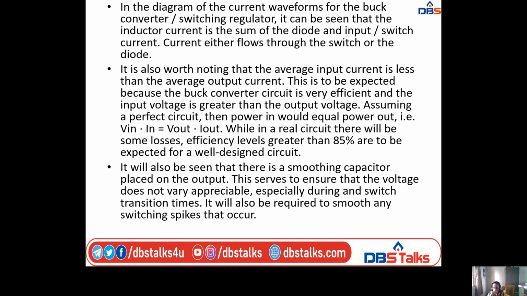It will also be seen that there is a smoothing capacitor placed on the output. This serves to ensure the voltage does not vary appreciably, especially during switch transition times. It will also be required to smooth any switching spikes that occur. So here the inductor current equals the sum of the diode current and the switch current.